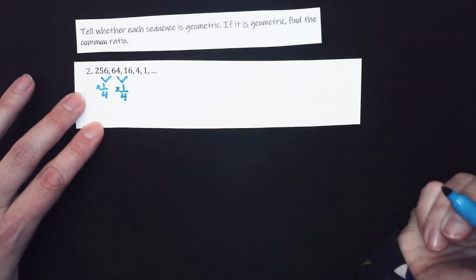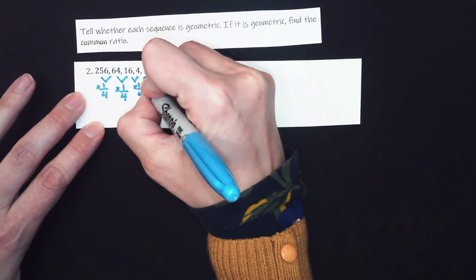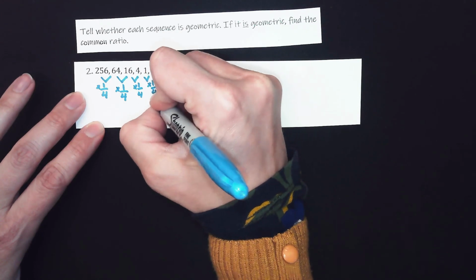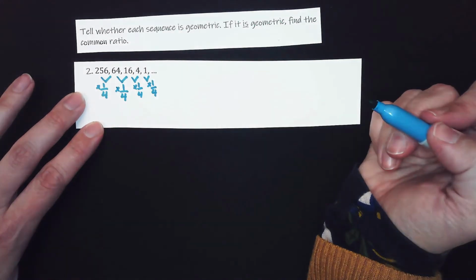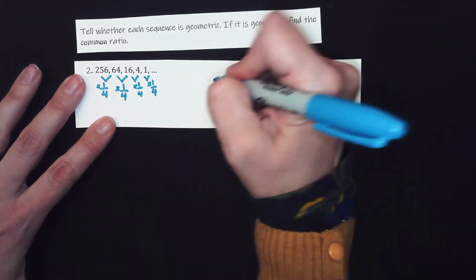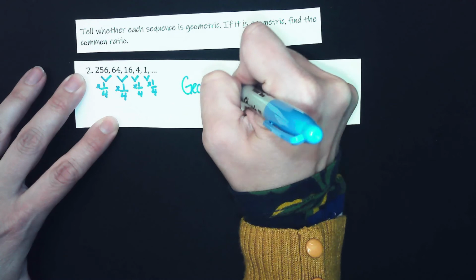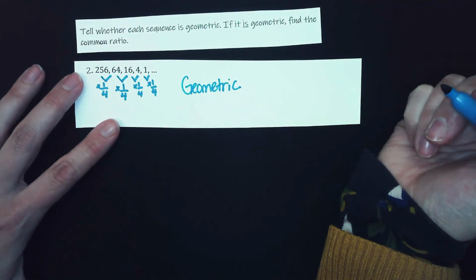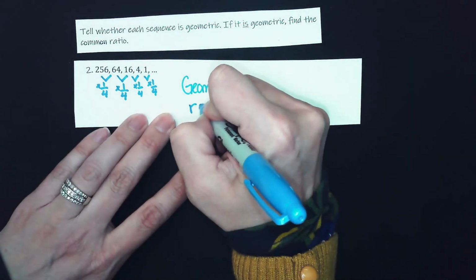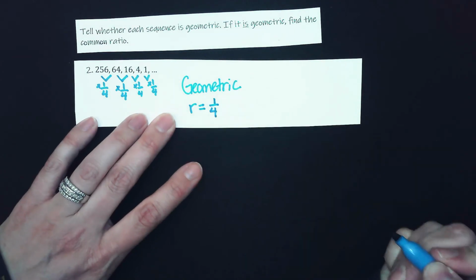So I multiply by 1/4, and it keeps going. Multiply by 1/4. Multiply by 1/4. Or you could say I divide each number by 4 each time. Multiplying and dividing, as long as this is the same all the way across, is geometric. And it says if it's geometric, find the common ratio. So our common ratio is what we're multiplying by. In this case, it is 1/4.